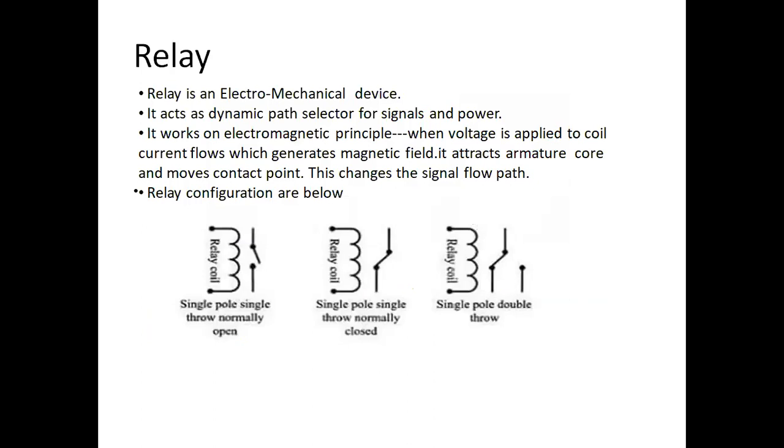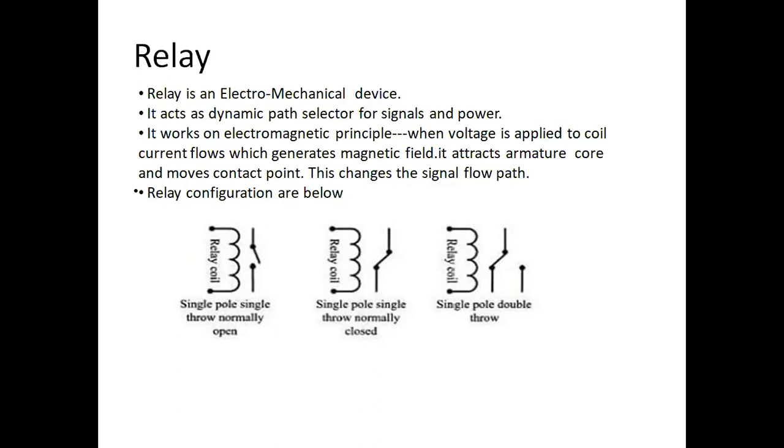Next type, that is relay. This is an electromechanical device. These contain a relay coil. Fine. It works on the electromagnetic principle. Means when voltage is connected to the relay coil, current starts to flow through the coil. This current generates a magnetic field. This magnetic field which is generated attracts the armature core and moves the contact point. This changes the flow path.